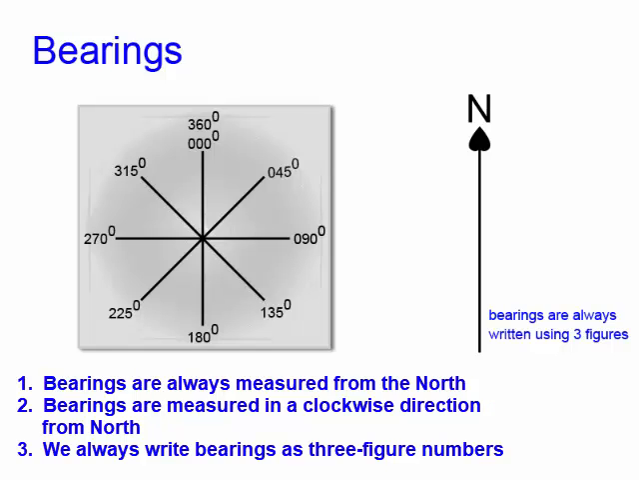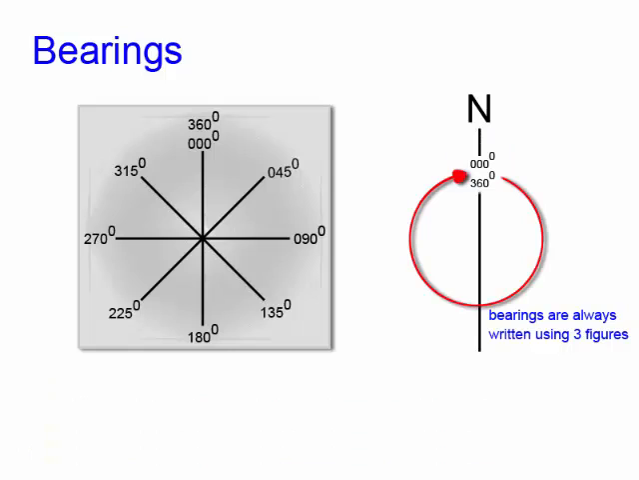And the final thing to remember about bearings is they are always written using three figures. And these three figures are based on the degrees of a circle from 0, 0, 0 degrees pointing north to a complete revolution of 360 degrees to face north again.